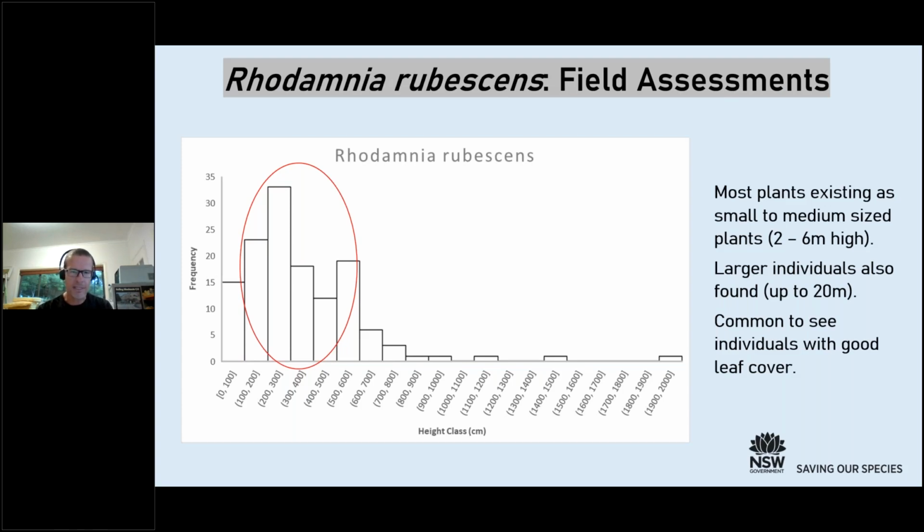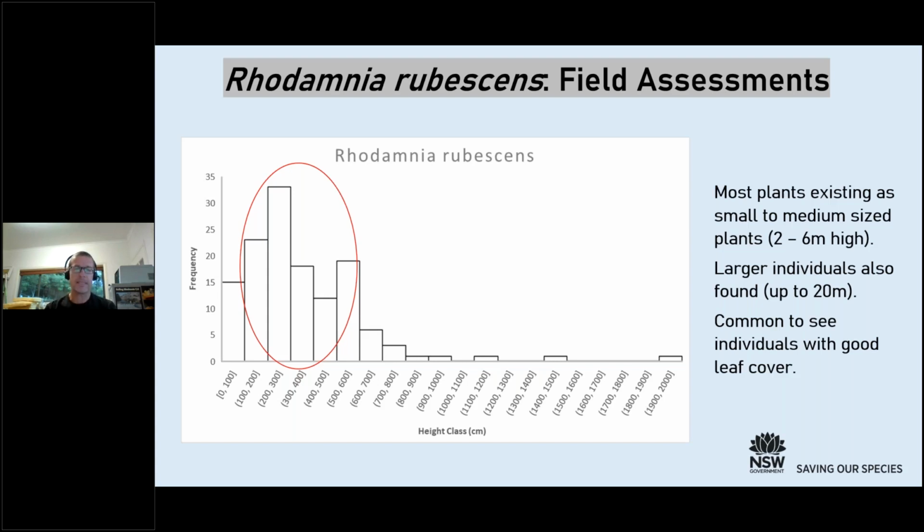we've found for Rhodamnia rubescens that most of the plants we're finding now are quite small. The graph I've got on the screen here is a height class histogram, and you can see that most of the individuals we're seeing are between that 2 and 6 metre height range. Prior to Myrtle Rust arriving, we would have found most plants would have been larger trees, 15 to 20 metres high for this species at least. We do still find some of those larger plants, but they're becoming increasingly uncommon.